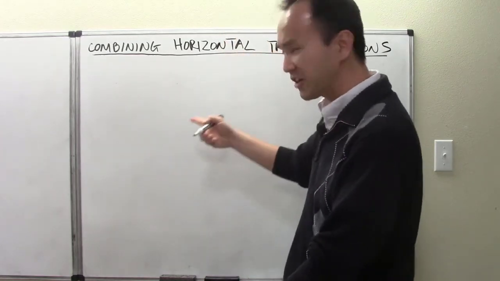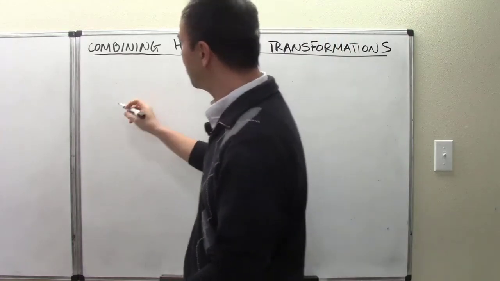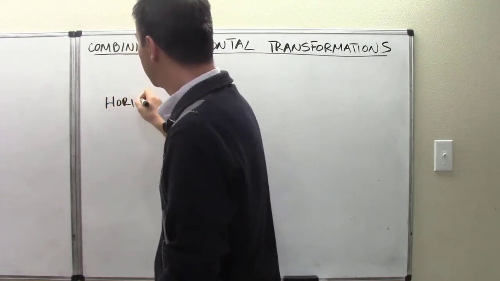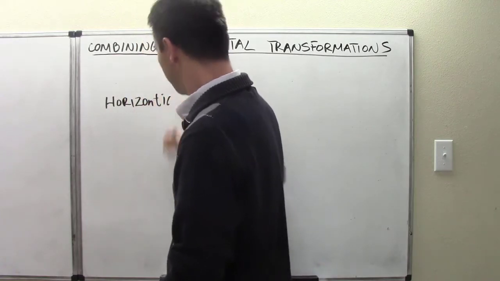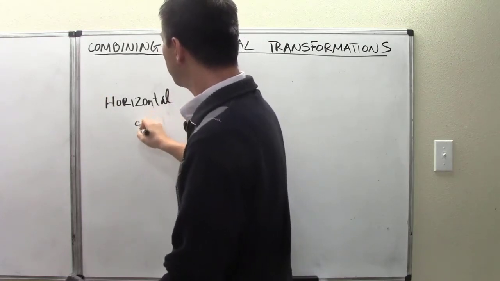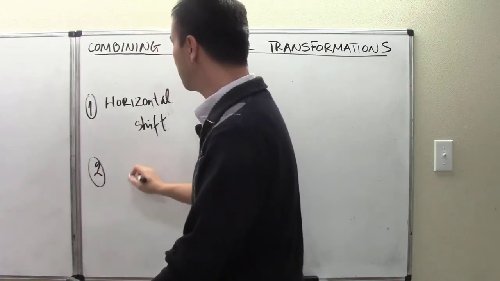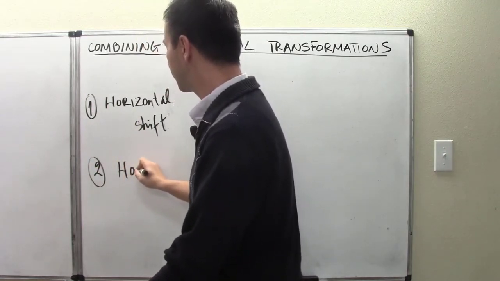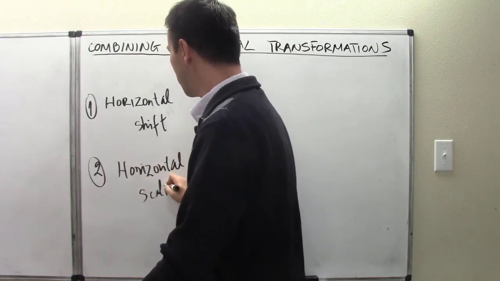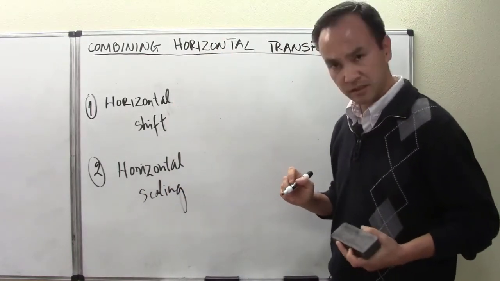Surprisingly, when it comes to combining horizontal transformations, we can do it in whichever order we want, and that's where it starts getting tricky. We can get the horizontal shift done first, and then comes the horizontal scaling in this order. Horizontal shifting coming first, and then horizontal scaling coming after.